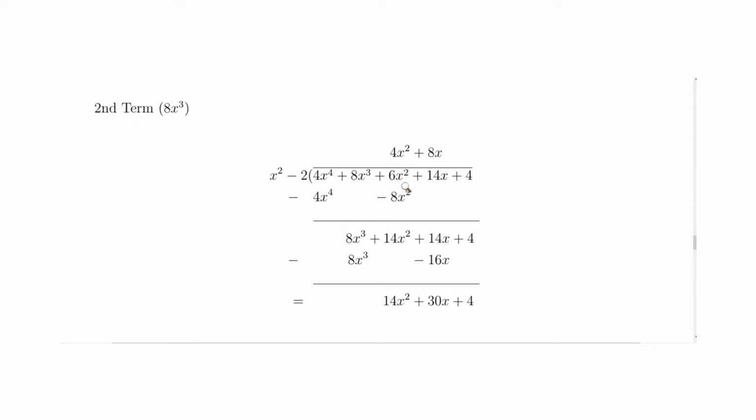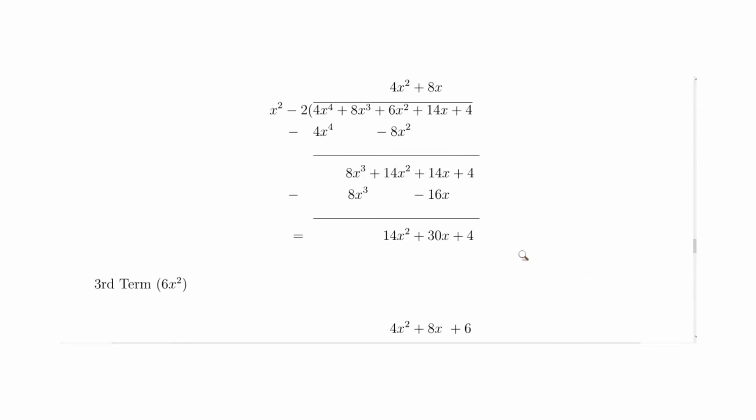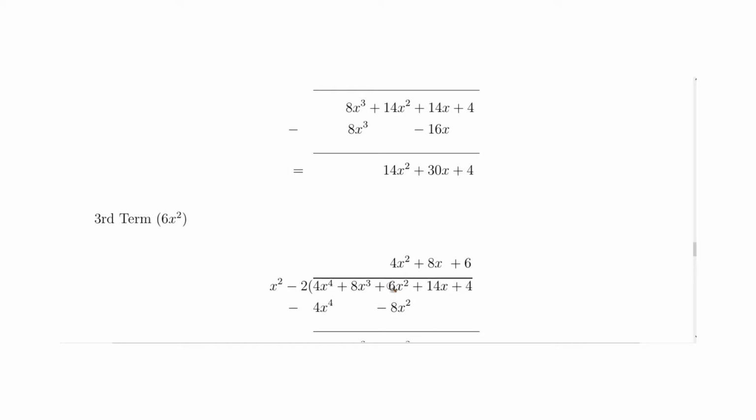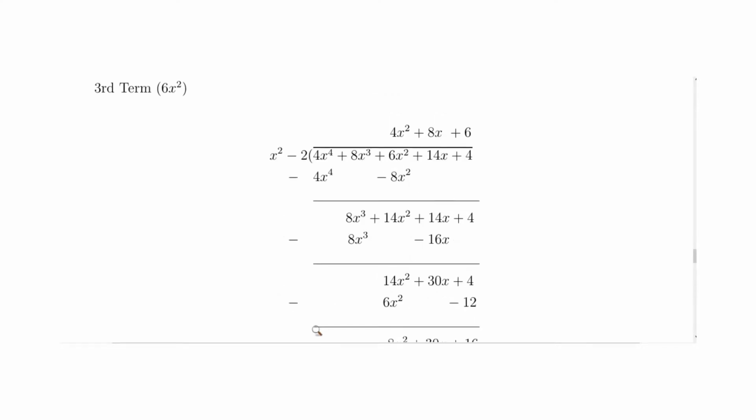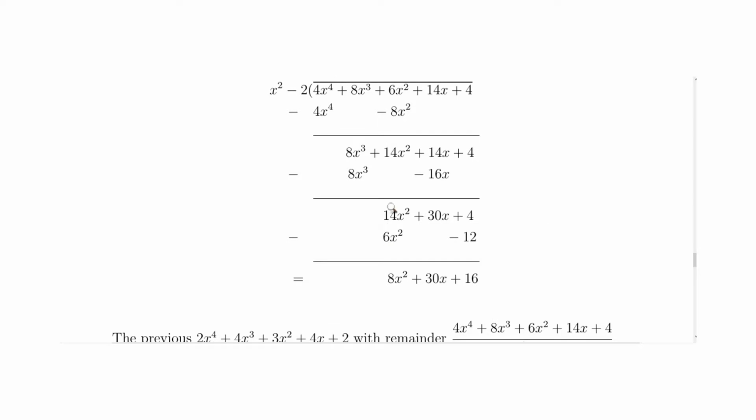Okay, so now we move to the third term, which is 6x squared. So 6x squared divided by x squared gives us positive 6. Positive 6 times x squared minus 2. Here we go. 6 times x squared is 6x squared. 6 times minus 2 is minus 12. Okay, subtracting them now. 14 minus 6 is 8, 8x squared. 30 comes down. Plus 4 minus minus 12 is plus 16.